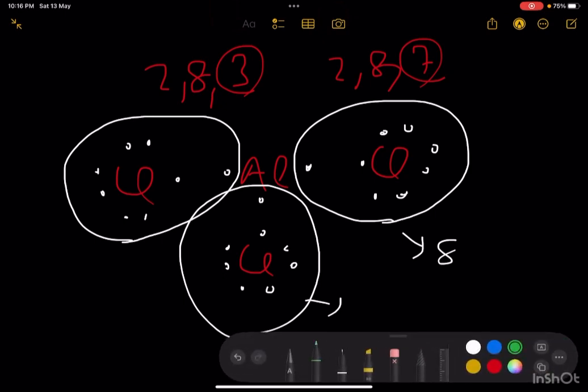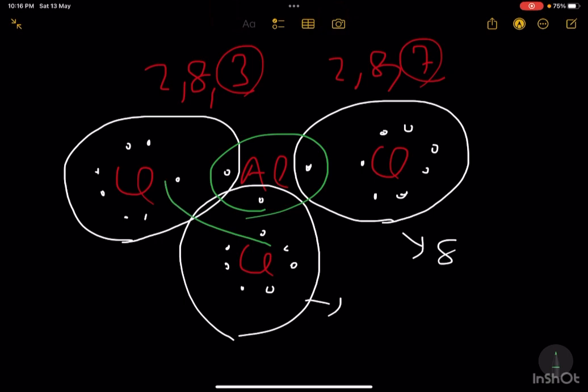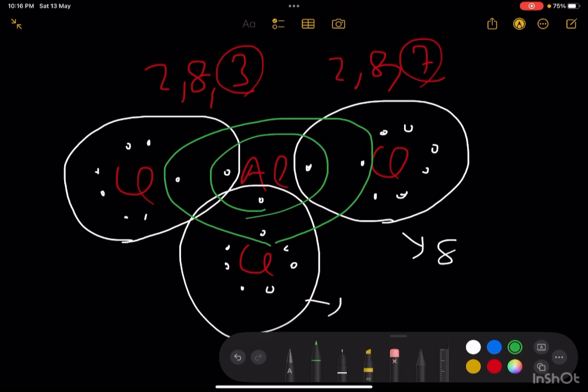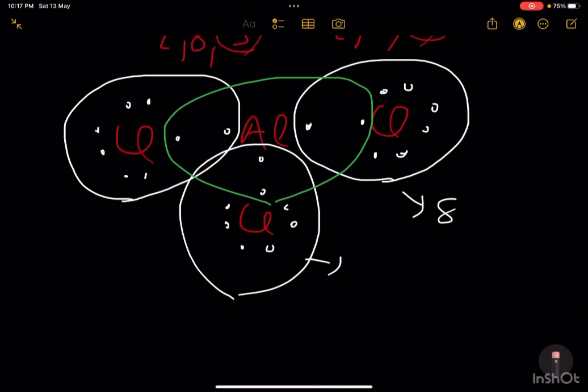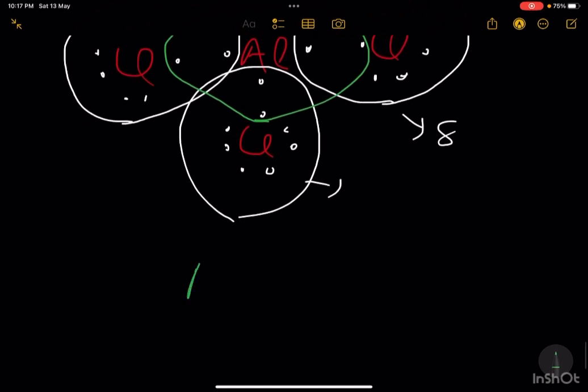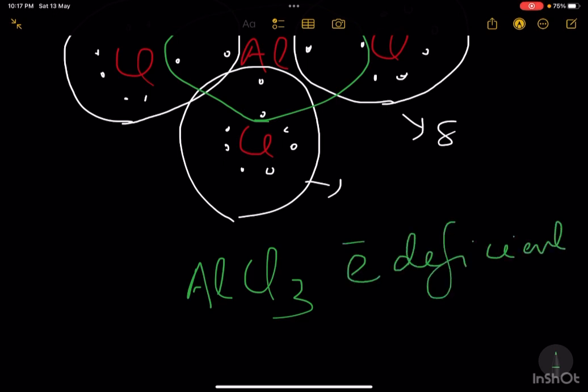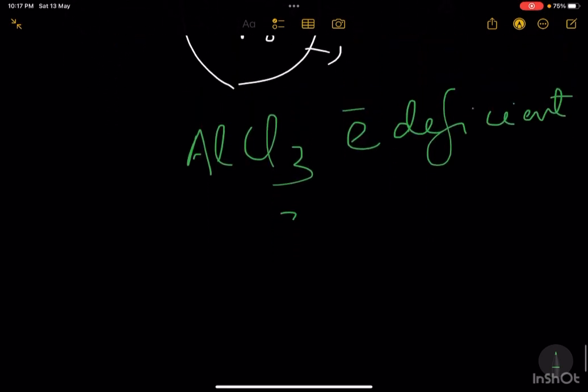But aluminum has 3 electrons around it, and these 3 electrons from 3 chlorine atoms make 6, not 8. So aluminum has 6 electrons in its outermost shell, so it has not attained the octet, but aluminum chloride is formed. It has 6 electrons after formation of AlCl3, not valence. Aluminum has 3 valence electrons, and 3 electrons from 3 chlorine atoms make it 6, not 8. So aluminum chloride is electron deficient. Why? It has not attained octet. It has 6 electrons in its outermost shell after formation of AlCl3.